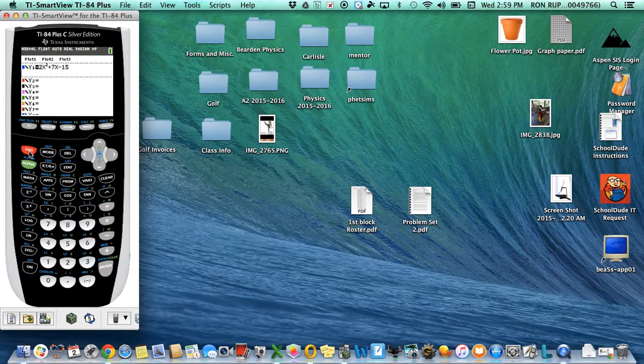So you hit the blue button, the second button, and then you see where it says table right there, hit that button. Now we have a table. So then we're just going to move up and down until we find when y is 0. Oh, look at that. So at 0, x is negative 5. So our graph crosses the x-axis at negative 5, at the point negative 5, 0 to be exact.